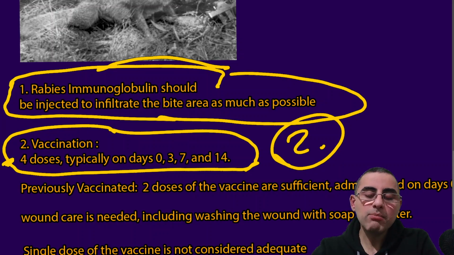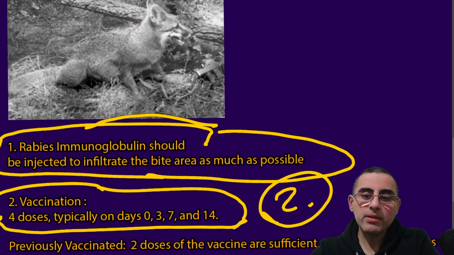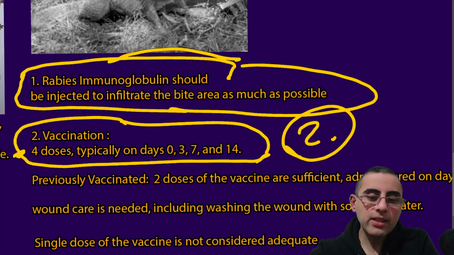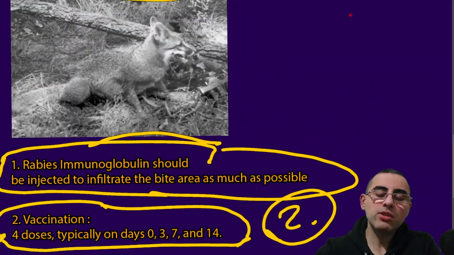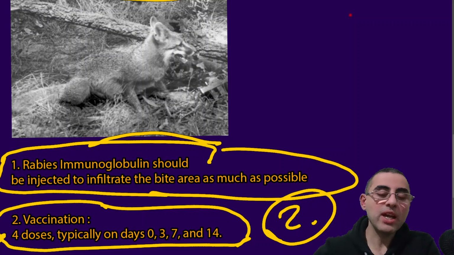Wound care is important immediately after animal bite, and wound care means washing this wound with water and soap. Another question is if a single dose of vaccine is enough. No, a single dose of vaccine is not enough, because it's not considered a sufficient dosage. That's why it's not enough.